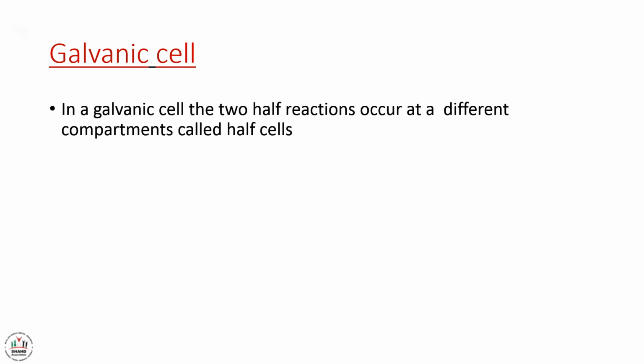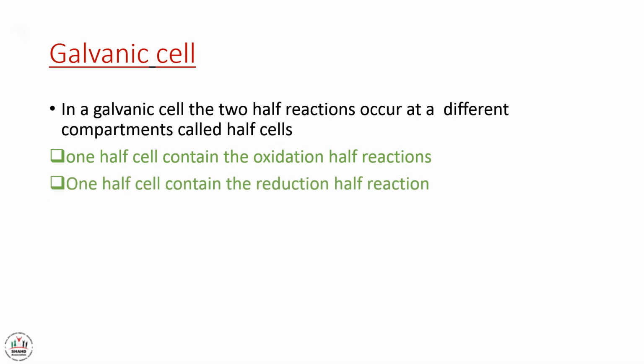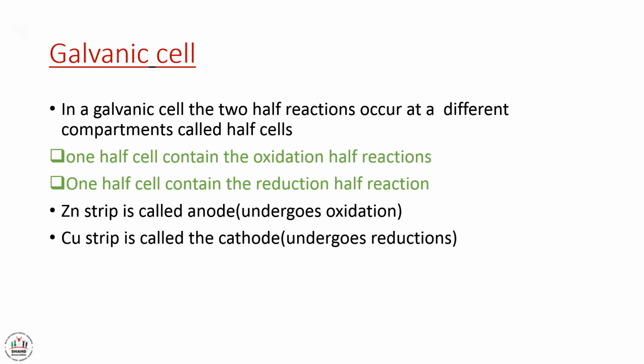In this galvanic cell, we have two half reactions that occur in different compartments that are called half cells. One half cell contains the oxidation half reaction. The other one contains the reduction half reaction. The zinc strip is called the anode because it undergoes oxidation. The copper strip is called the cathode because it undergoes reduction.